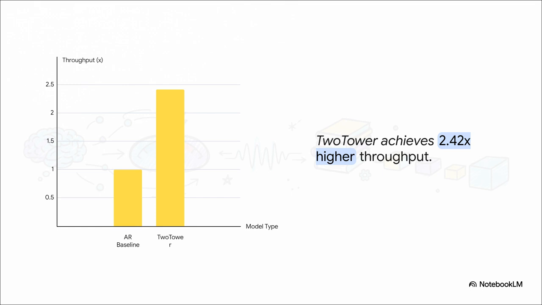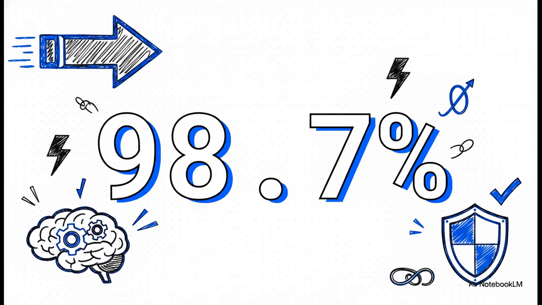Just incredible. But remember, our big question from the start, can we get this speed without trashing the quality? Well, the data has the answer. Even while running at that blazing 2.42x speed, Nemotron-Labs-TwoTower retains 98.7% of the AR baseline's aggregate benchmark quality. You're getting a massive speed boost with almost zero penalty to the model's overall intelligence. That's a real game changer.